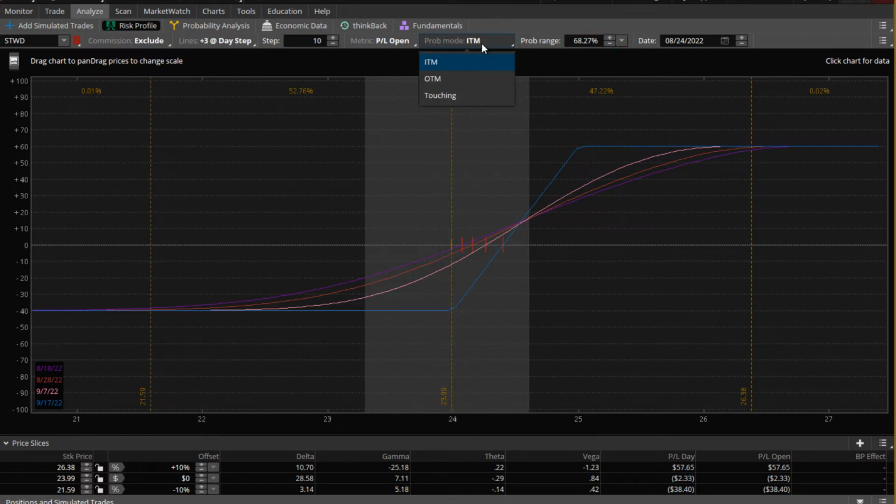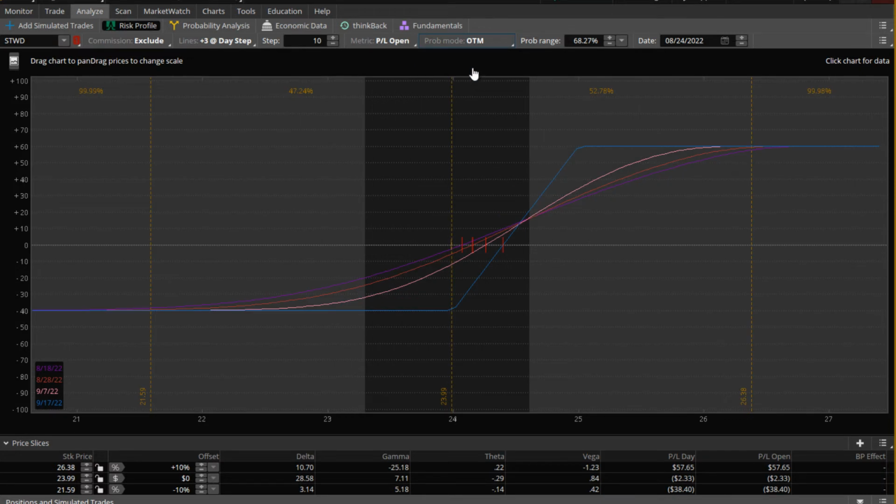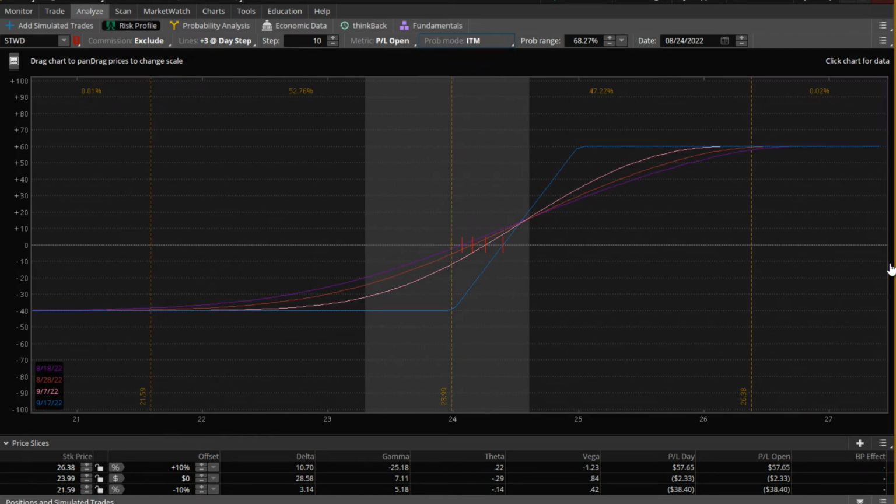If I flip this, I told you I'd do this, to out of the money, it just reverses the spectrum. The idea that it's going to be inside this range is going to be the higher, and the outside is going to be the lower probability. So the expectations of it being outside of these marks have their related percentages as well. So it's just inverse. Let's go back to in the money.